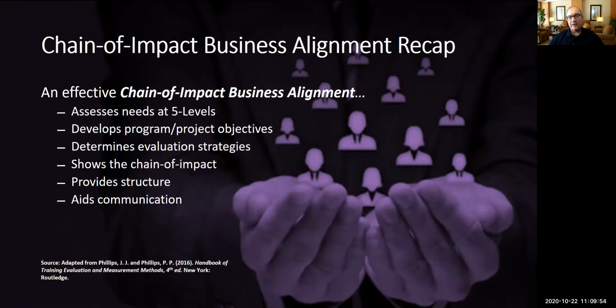As we said before, an effective chain of impact business alignment does these things. It assesses needs at 5 levels, helps you develop program and project objectives, intervention objectives, if you will, helps you determine evaluation strategies, shows the chain of impact, provides structure, aids in communication. Before you do your other 2 matrices, always start with this one. That's my tip of the day.